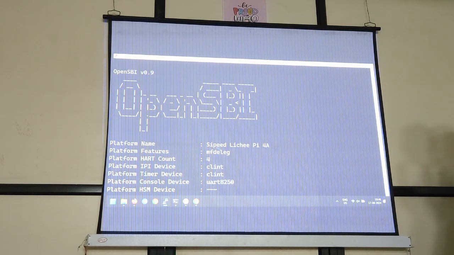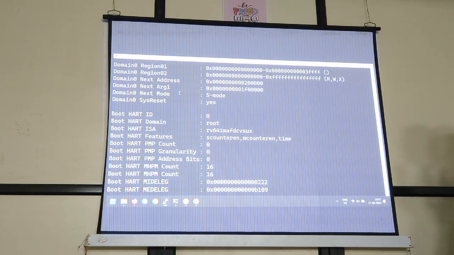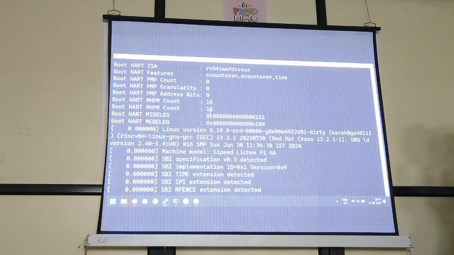So see here, platform name is CP DCPy 4A. Then hart count, basically the number of cores in your SoC, is 4. All these things. Then the domain mode is S mode. Then boot hart ID is 0. All these things. After that, see, the Linux is starting. So currently it is running somewhat the latest kernel source, so 6.10 RC4.